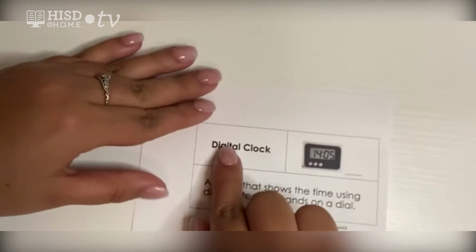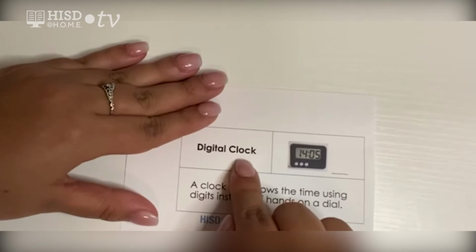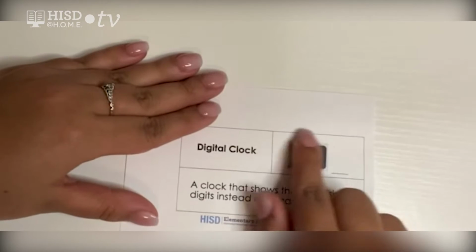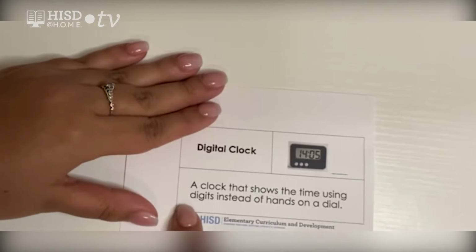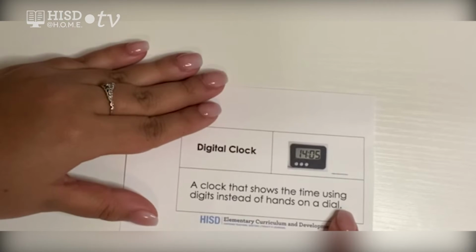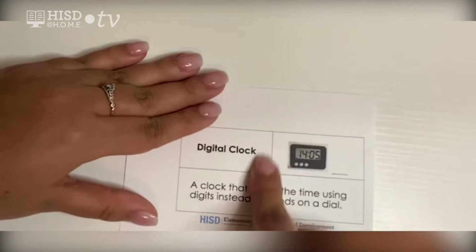Our next word here is digital clock. Everyone say this with me, digital clock. Very good, digital clock. A digital clock is a clock like this. It shows the time using digits instead of hands on a dial. So instead of those hands on the clock that we most likely see maybe in our classrooms or when we walk into offices or maybe the doctor's office, these are digital clocks, and these clocks read us the time.